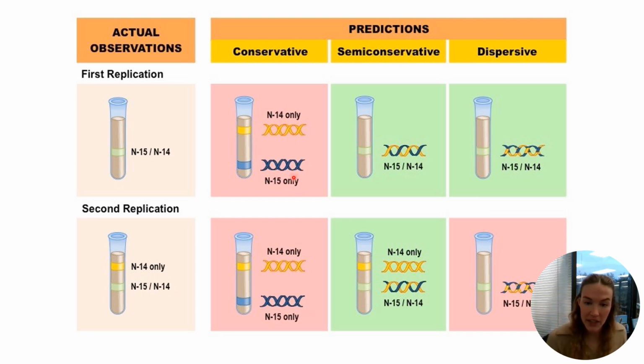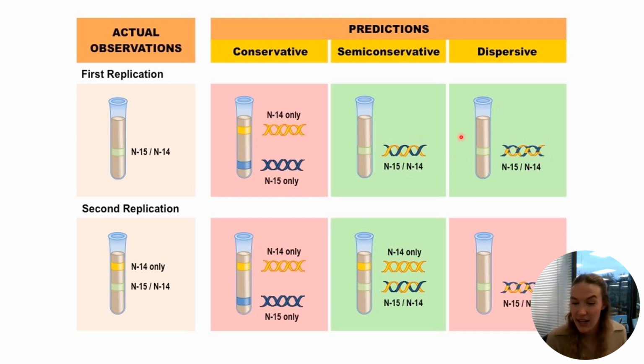Now, after the first replication, they didn't see that. They didn't see a band for the N15 and the N14. Instead, they saw a band for a hybrid. So 50% of the DNA molecule was N15 and 50% was N14. So they only saw one band. So after one round of replication, they actually already knew it couldn't have been the conservative model. But then we're between the semi-conservative and the dispersive because both of these would be hybrids of the old and the new strands. So that's what we see here.